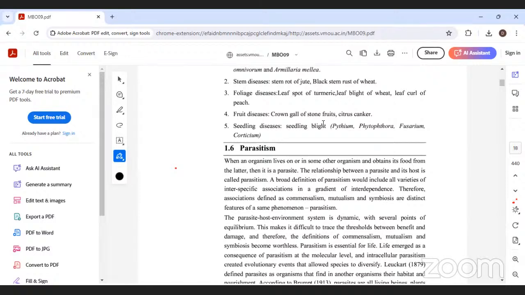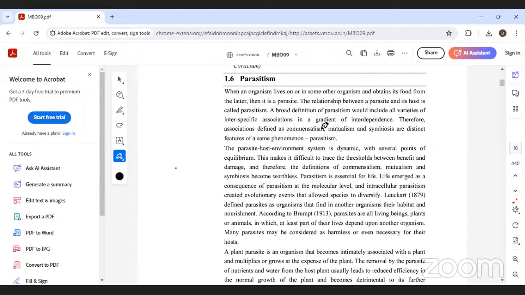The definition of parasitism would include all varieties of interspecific association in a gradient of interdependence. Therefore, associations defined as commensalism, mutualism, and symbiosis are distinct features of the phenomenon called parasitism. Here, the parasite-host-environment system is dynamic with several points of equilibrium. This makes it difficult to raise the threshold between benefit and damage, and therefore the definitions of commensalism, mutualism, and symbiosis become worthless.